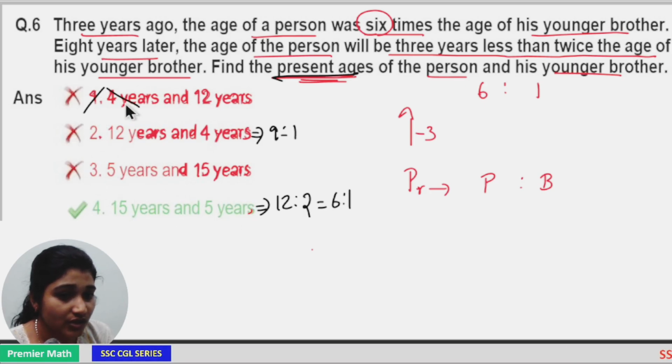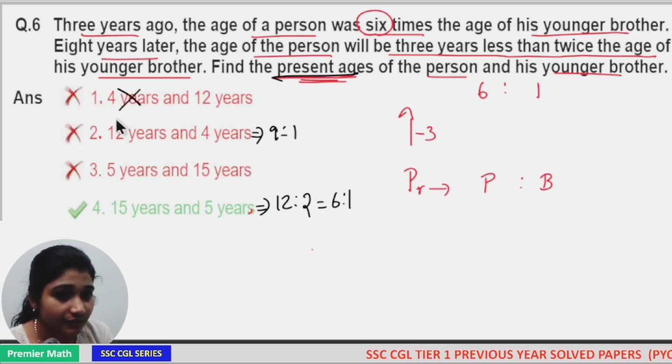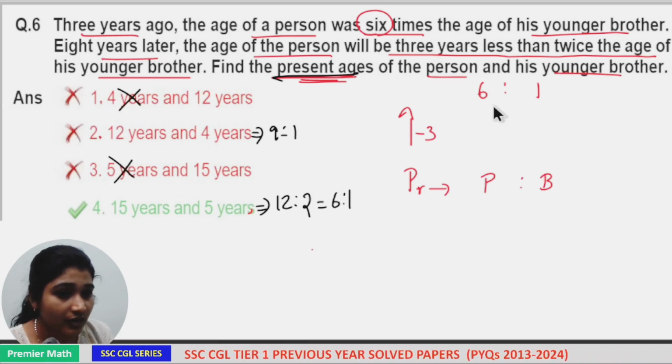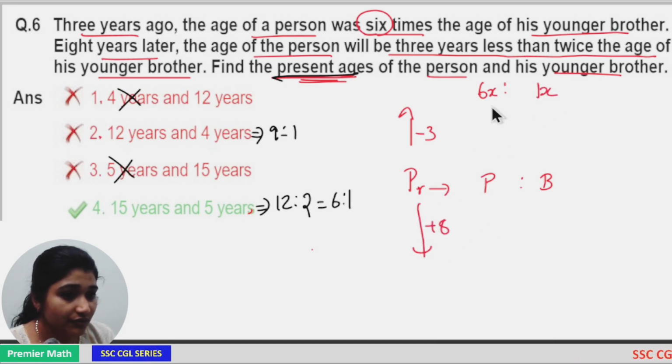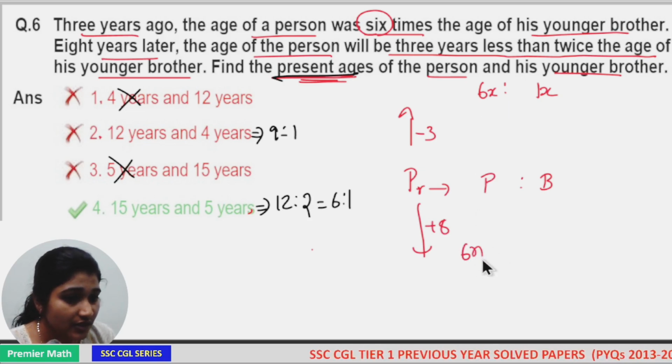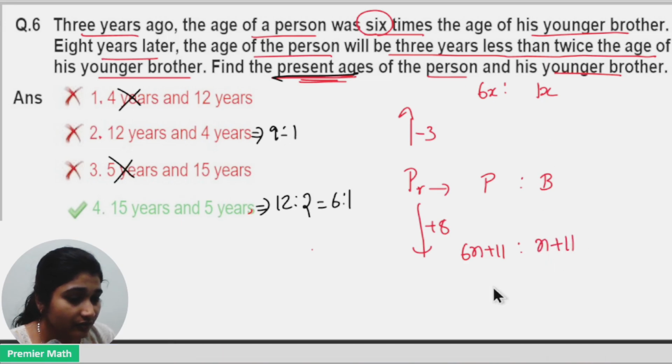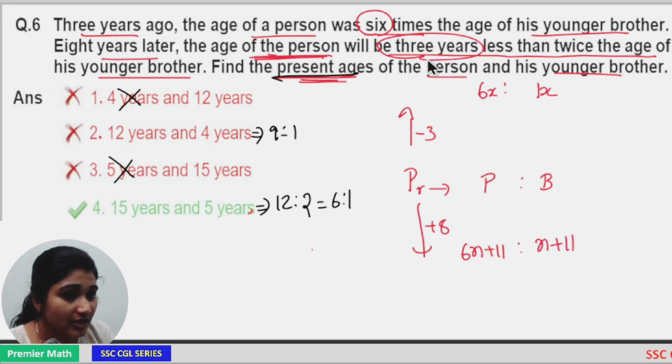You can also do it using the equation method. 3 years ago 6 is to 1, means let's take it as 6x and 1x. Then after 8 years, the difference is 3 plus 8, 11. So after 8 years, the person will become 6x plus 11 and the brother will become x plus 11. And there is a relation after 8 years. After 8 years, the person will be 3 years less than twice the age of the younger brother.